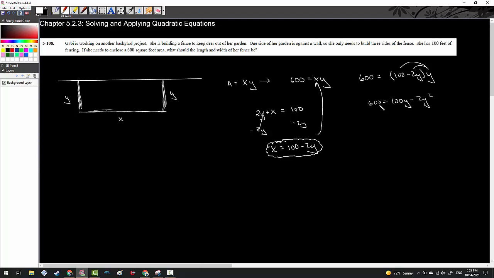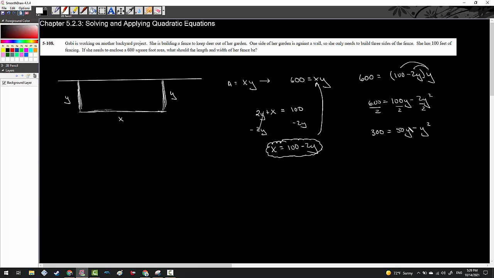First thing to note is that we've got 600, 100, and 2. They're all even numbers. So I'm going to divide each piece on both sides of the equal sign by 2. So I get 300 is equal to 50y minus y squared. Now that step wasn't absolutely necessary, but I like to reduce my numbers because smaller numbers are generally easier to work with than larger numbers.